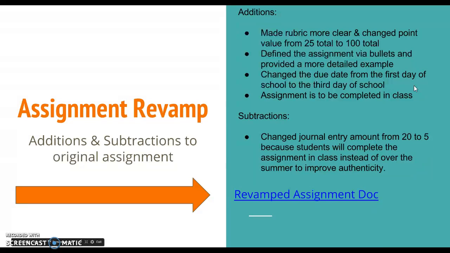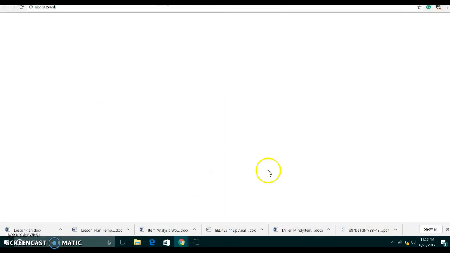I changed the due date from the first day of school to the third day of school, and the assignment, if I were to actually use this as an assessment, would be completed in class rather than at home and then brought to school. I subtracted, instead of 20 journal entries for the sophomores, it's really 10 for the freshmen, I changed it to 5 because students will complete the assignment in class instead of over the summer to improve authenticity and reliability. So here is the revamped assignment.